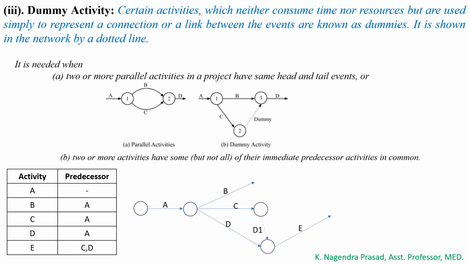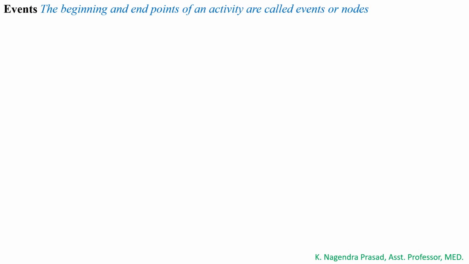So we are adding a dummy activity to make different head events for the activities C and D by adding the dummy activity D1. Next, to see the events: the beginning and end points of an activity are called the events or nodes.